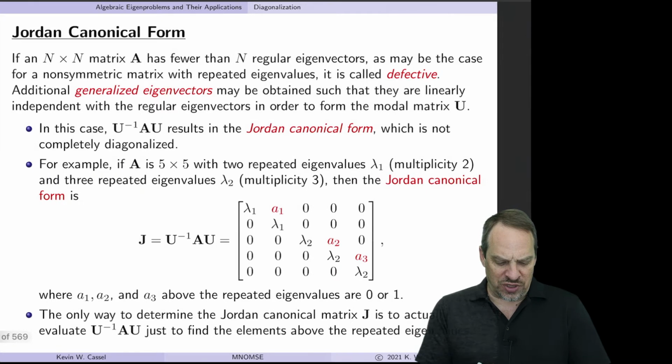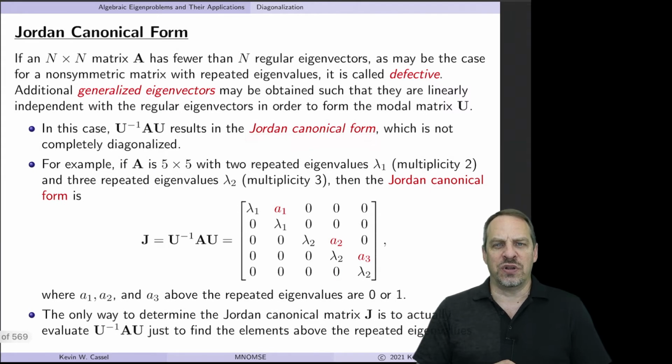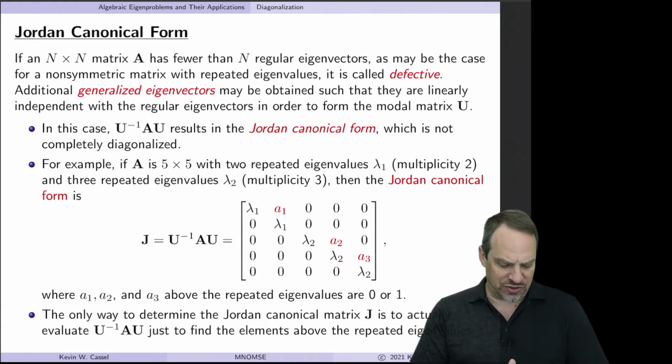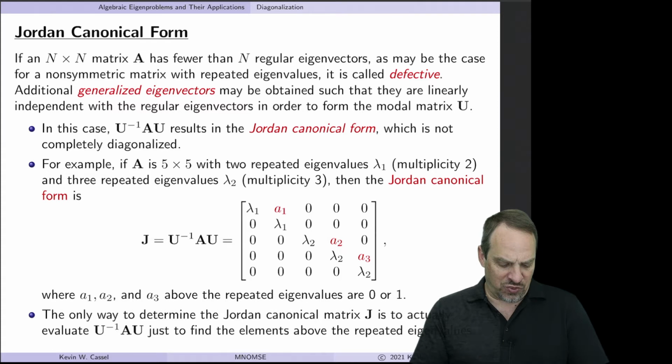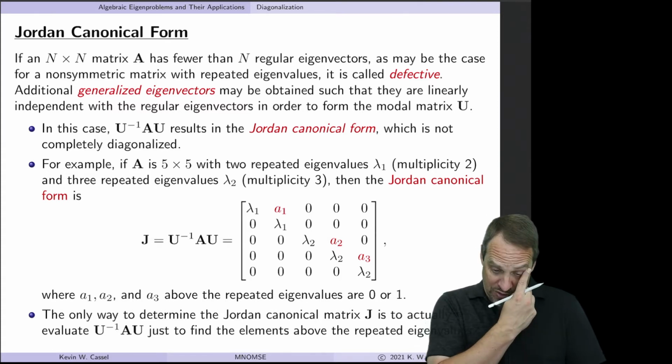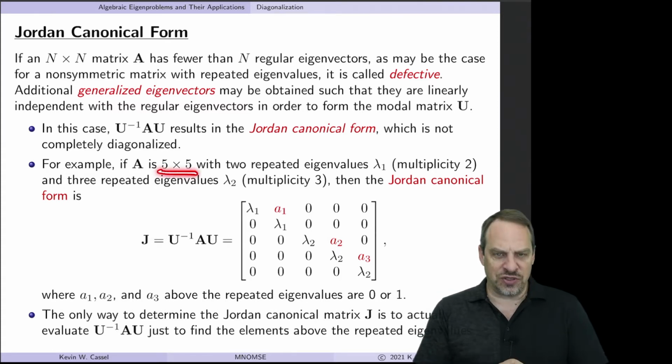But let's talk about the Jordan canonical form and how it is different from the fully diagonalized matrices that happen in the other three cases when we have linearly independent eigenvectors. So we're still talking about U inverse times A times U, just like before, but now instead of fully diagonalizing the matrix, it's only going to, you could say, pseudo-diagonalize. And what we mean by that is the following. So let's take a 5 by 5 case just to illustrate how this might look. U inverse times A times U, normally it would produce D, but now it produces J for Jordan canonical form.